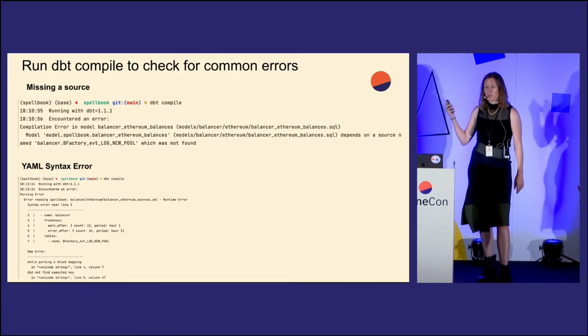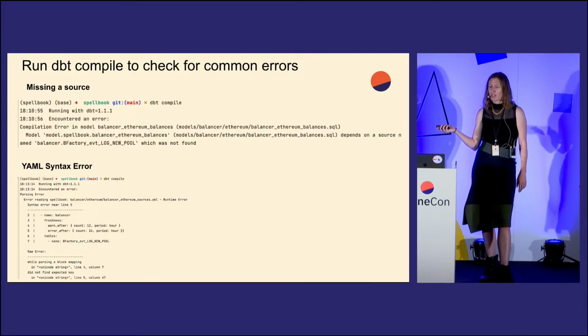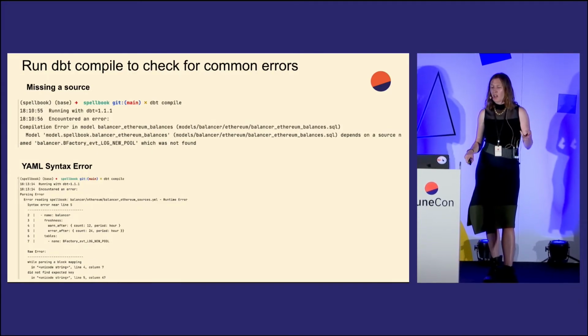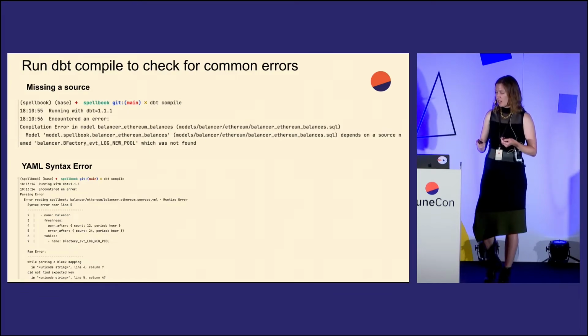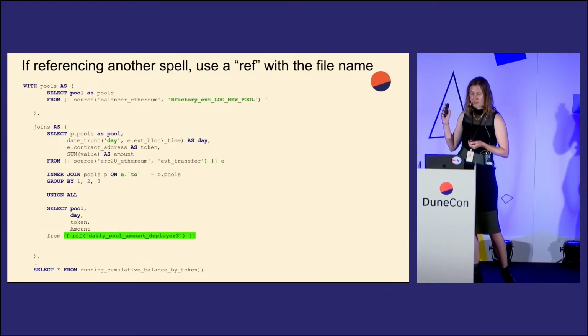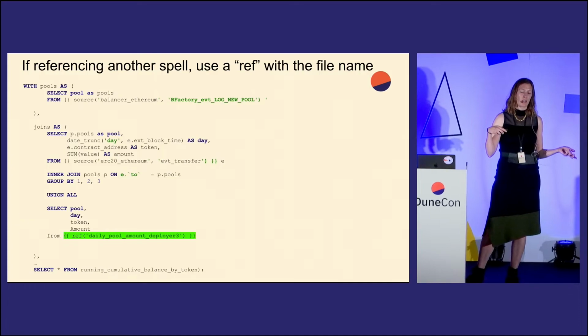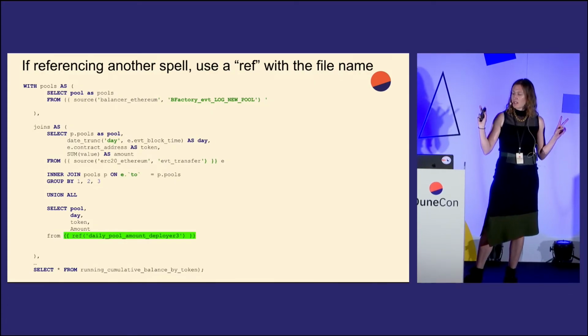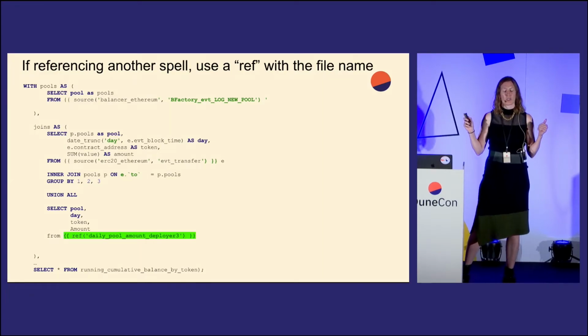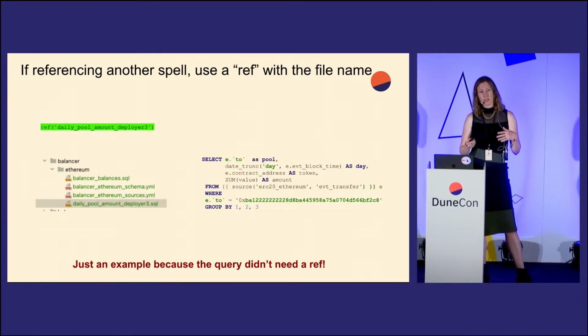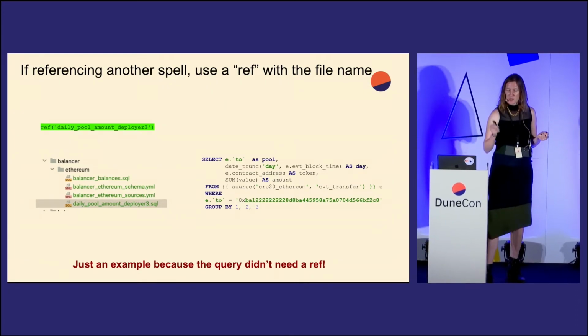At this point, you would run dbt compile again and check for really common errors like missing a source or a simple YAML syntax error. We don't do this in the spell, but if that query had referenced another abstraction or spell, you would use something called a ref, because there are two different ways to refer to tables. A ref is just another file in the Spellbook project. In this instance, I just pulled out one of the CTEs, put it in its own file, and then I can refer to it simply by the file name. But you don't need to do this to complete the spell. This is just something you should know about.